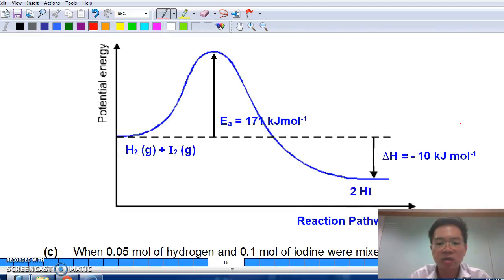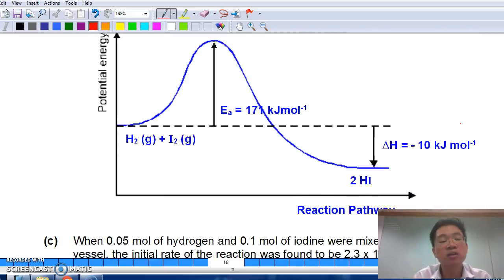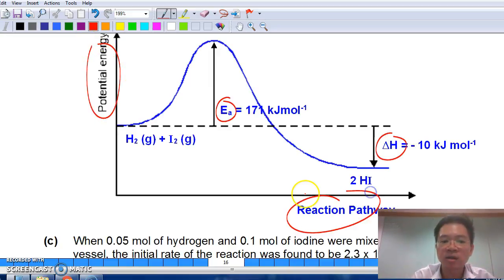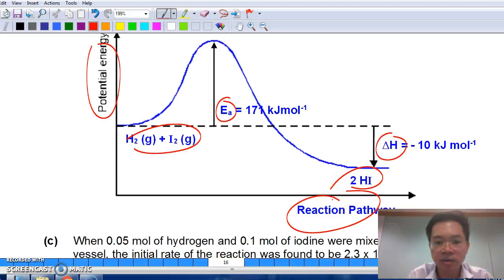What I would expect to see in this energy profile diagram is that there should only be one hump, because this is a one-step reaction. Label your EA, label your delta H, and the two axes, and include your reactant and product at the correct position. Part C.